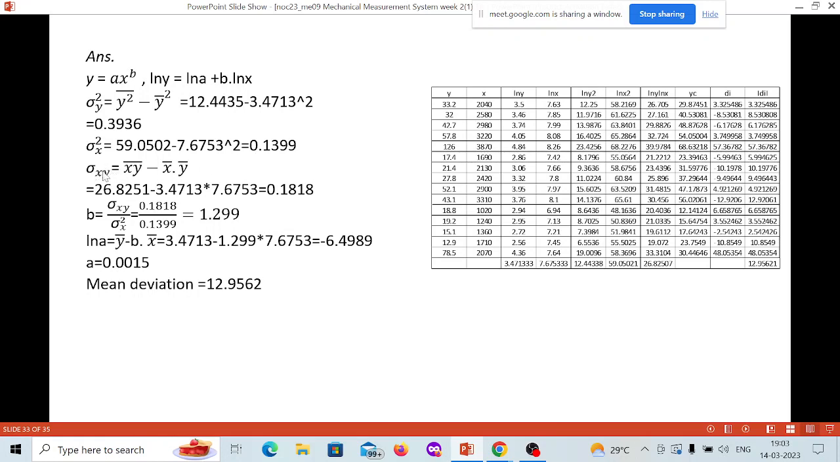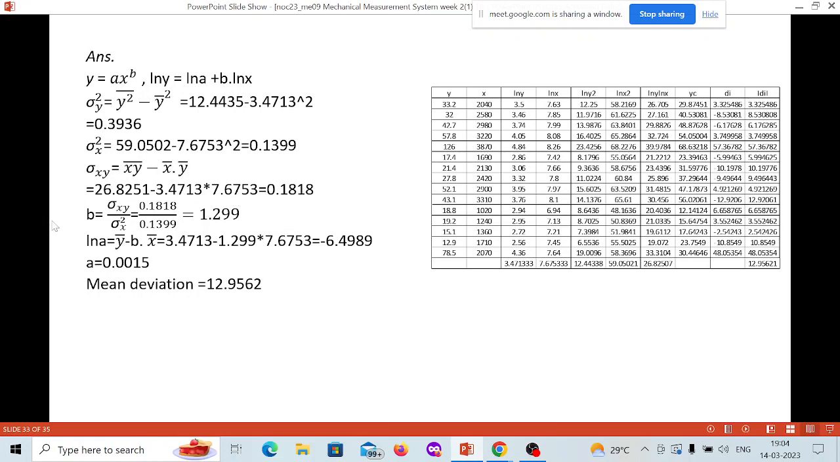So you have sigma xy, which is xy mean minus x mean into y mean. So when you substitute, the xy mean is 26.8251, and the y mean is 3.4713 into the x mean, 7.6753, which gives 0.1818.